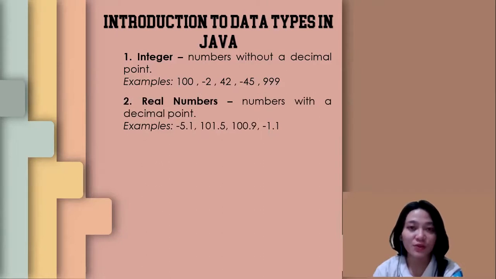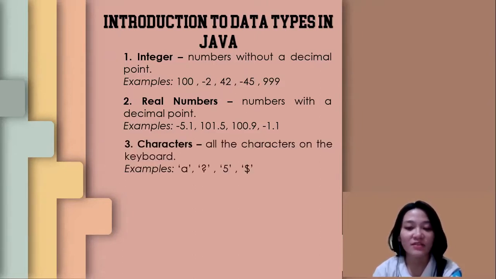While real numbers or floating point numbers are numbers with a decimal point. Another definition of real numbers is that it includes all the rational and irrational numbers. Examples: -5.1, 101.5, 100.9, and -1.1. So we can conclude that all integers can be a real number.